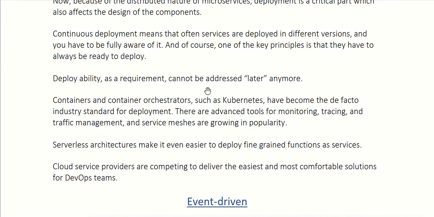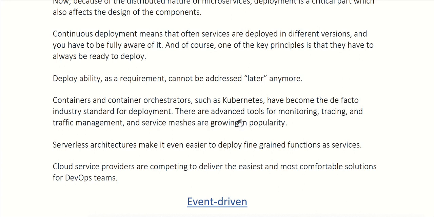Okay, with the microservices architecture, always remember this statement. Deployability as a requirement cannot be addressed later anymore. You should take proper decisions during the design itself with respect to CI/CD also, guys. Containers and container orchestrators such as Kubernetes have become the de facto industry standard for deployment.